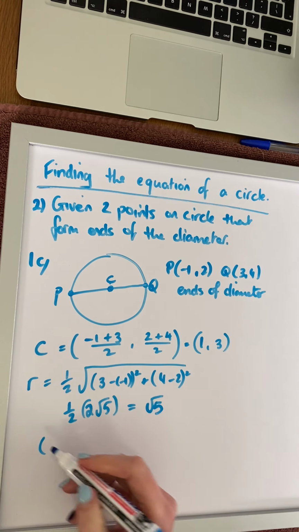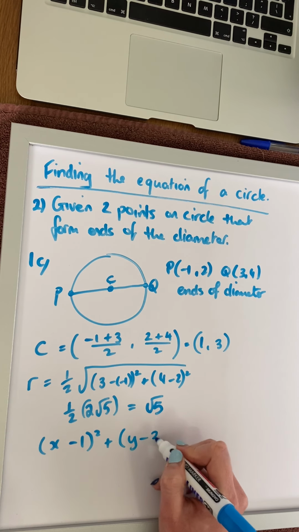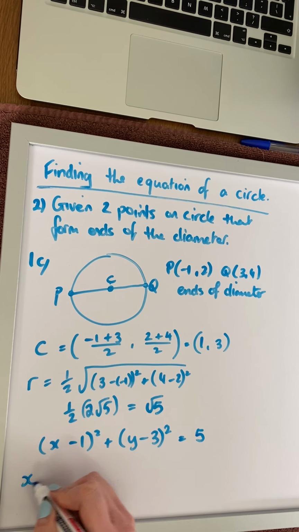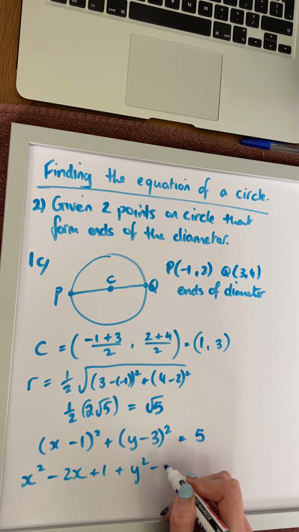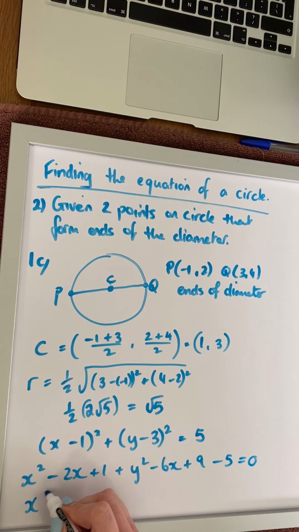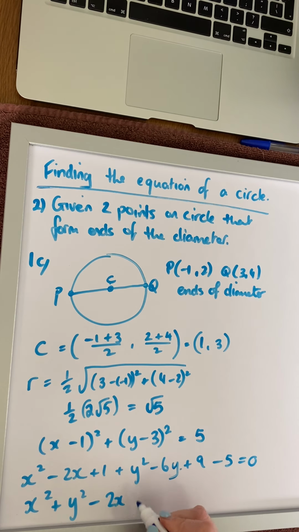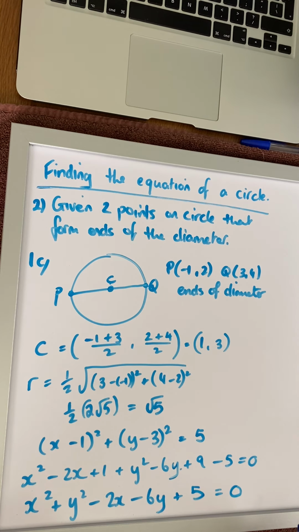We have the center and the radius, so the easiest format is x minus 1 to be squared plus y minus 3 to be squared is equal to r squared, which is 5, and multiplying it out, we have x squared minus 2x plus 1 plus y squared minus 6y plus 9 minus 5 is equal to 0. And tidying everything up, we are looking at x squared plus y squared minus 2x, sorry, that should be minus 6y there. Minus 2x minus 6y, we have 1 and 9 is 10 minus 5 is 5 equals 0. And that's the equation of our circle.